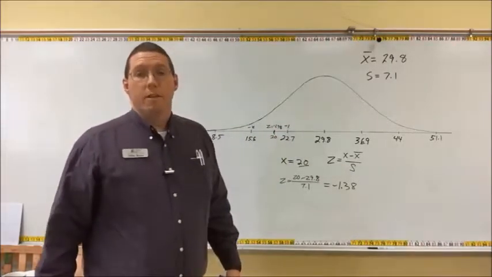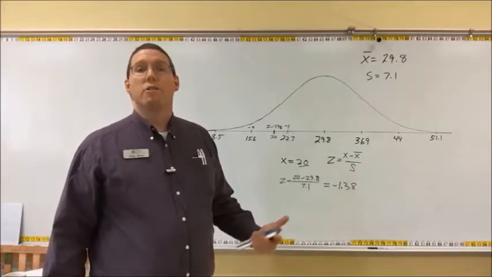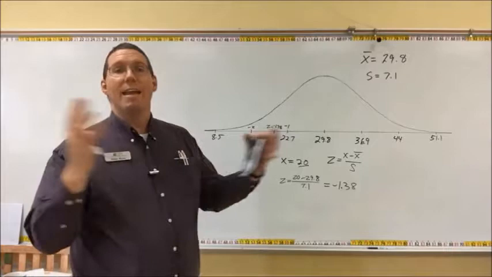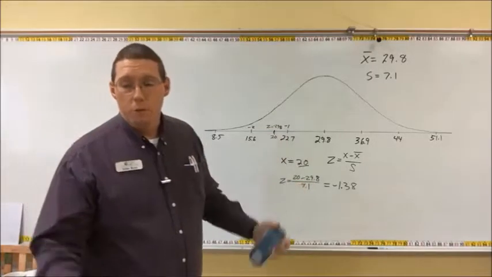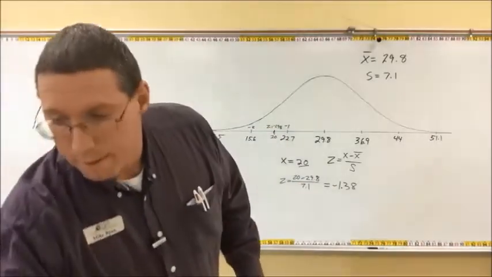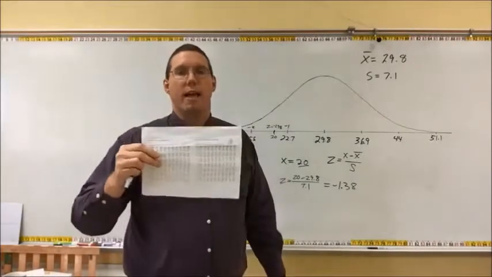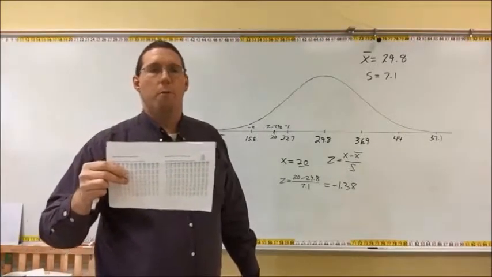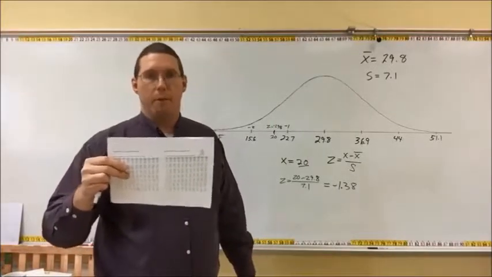And then the other thing that we did on day 5 was we learned how to identify proportions under the curve given any standard deviation using what we call a z-table, or a standard normal cumulative probability table.